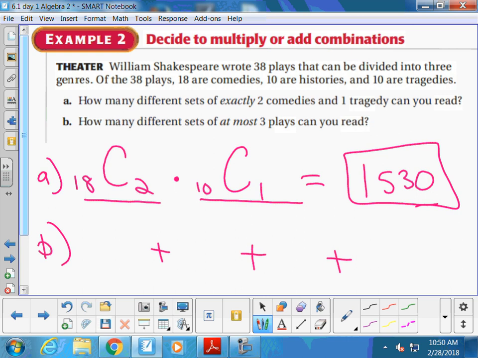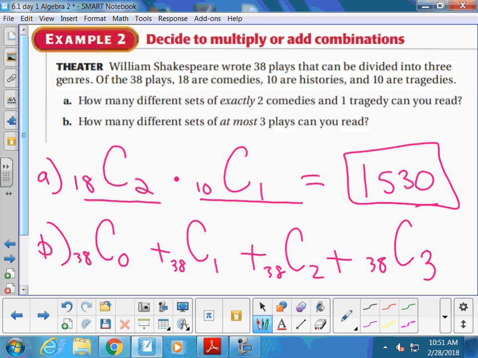So let's start with, what if I read none? I have 38 plays, but I'm going to choose none. That's the first one. Or I could, from those 38 plays, choose to read one. Or from those 38 plays, I could choose to read two. Or from those 38 plays, I could choose to read three. And that's all the different combinations of sets I could do.